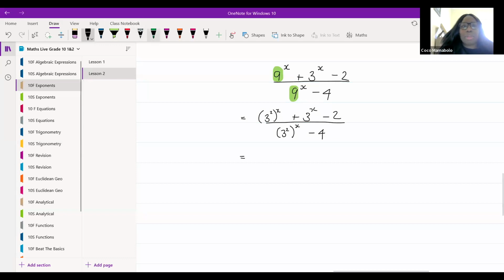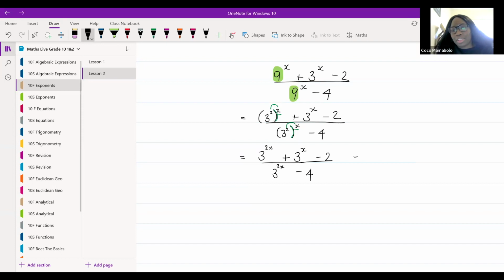Okay, let's multiply in. I've got a bracket and an exponent, multiply, bracket and an exponent, multiply. So I'm going to end up with 3 to the power of 2x plus 3 to the power of x minus 2 over 3 to the power of 2x minus 4. Are you guys still with me? Are we all good? Yes, ma'am.